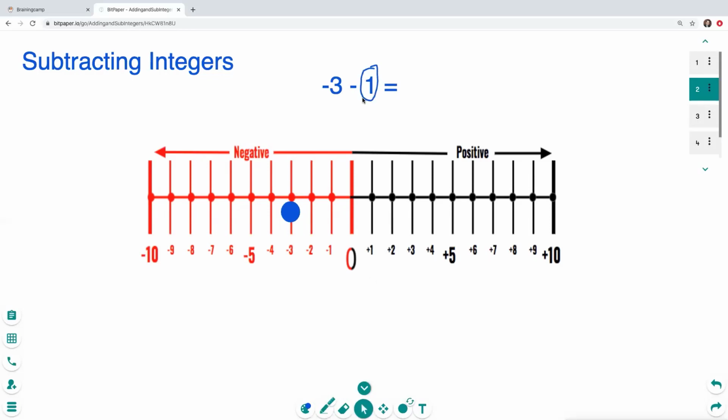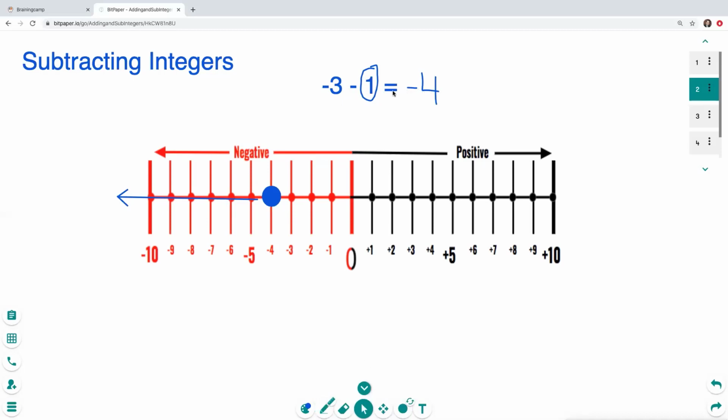So what this means is I want to go away from the positive side. I want to get away from that +1. So I want to head towards the negatives. So if I'm right here at -3, again, I want to go away from the positives and I want to go one spot away. So I'm going to make a little arrow here. I'm going in the negative direction. So I began at -3 and I went one spot to the left towards the negatives, away from the positives. So I ended at -4. So -3 minus 1 equals -4.